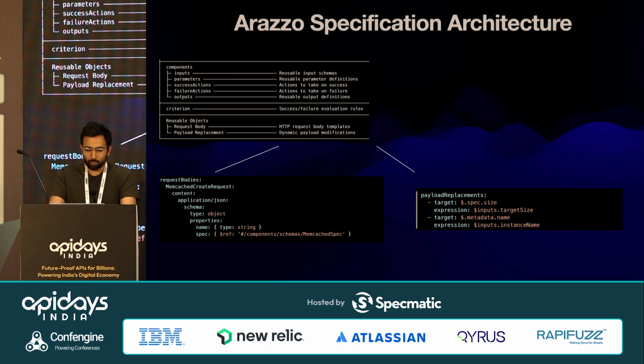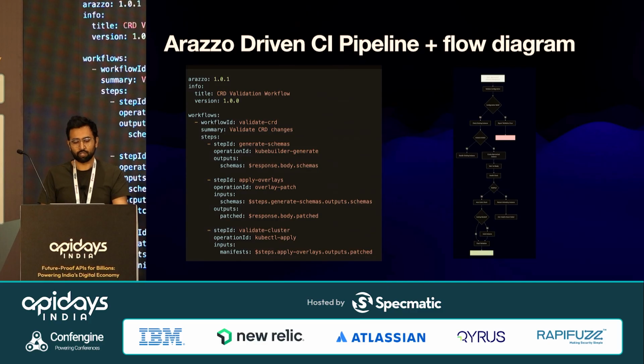There are two reusable components which are part of the reusable objects. So you can see that the request body is there and payload replacement is present in there. We are not using that, so we won't discuss much about it. Okay, so once your Arazzo documentation is available, you can integrate it into a CI pipeline as well.